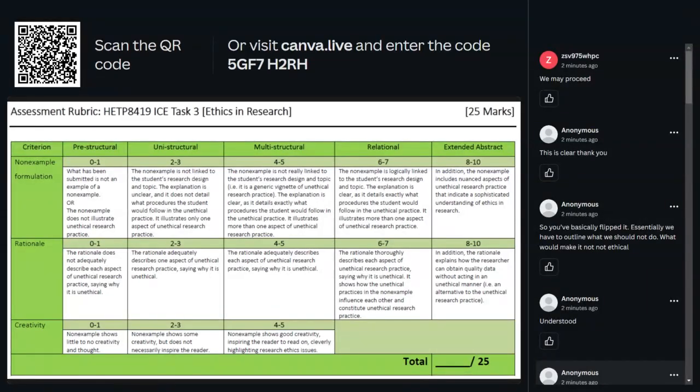Inspiring the reader to read on. It cleverly highlights the research ethics issues. So there's a creative writing aspect or element that should be embedded, in particular in the non-example formulation section. If you do that, this task should be simple enough to complete. And so rationale and creativity together, on the chat, those two elements of the rubric, are you good? Does it make sense on what exactly you need to do?